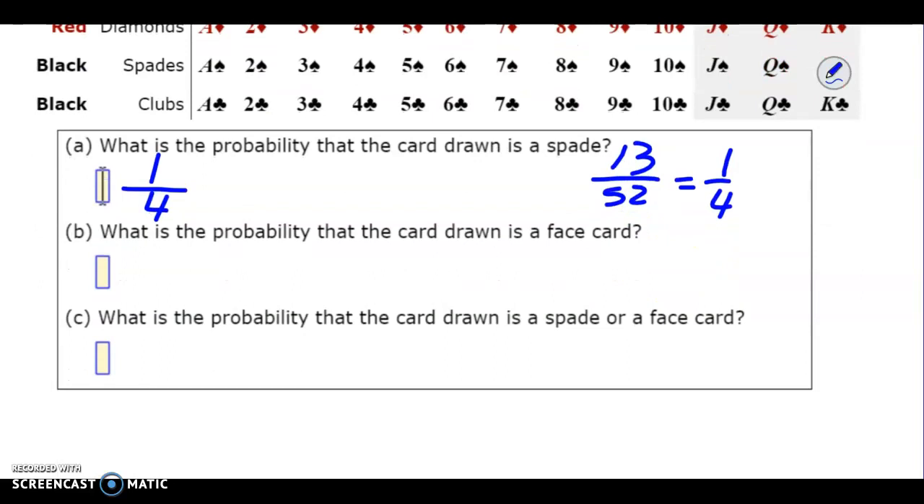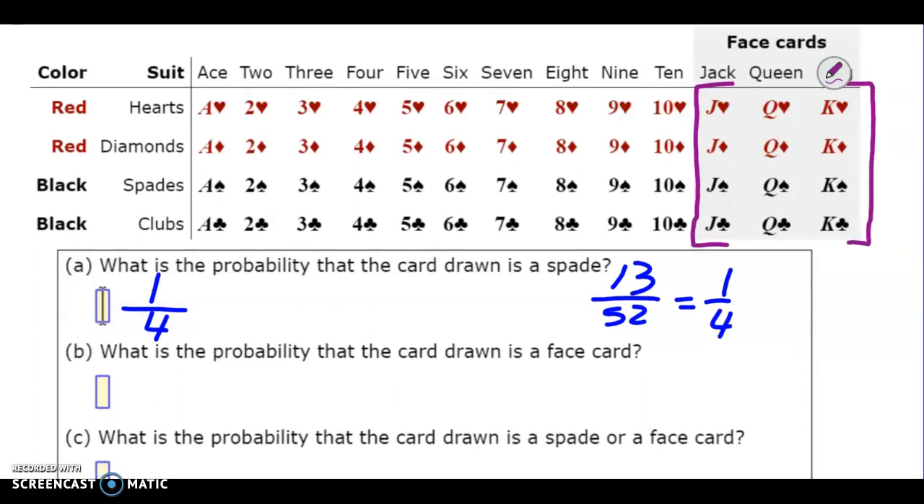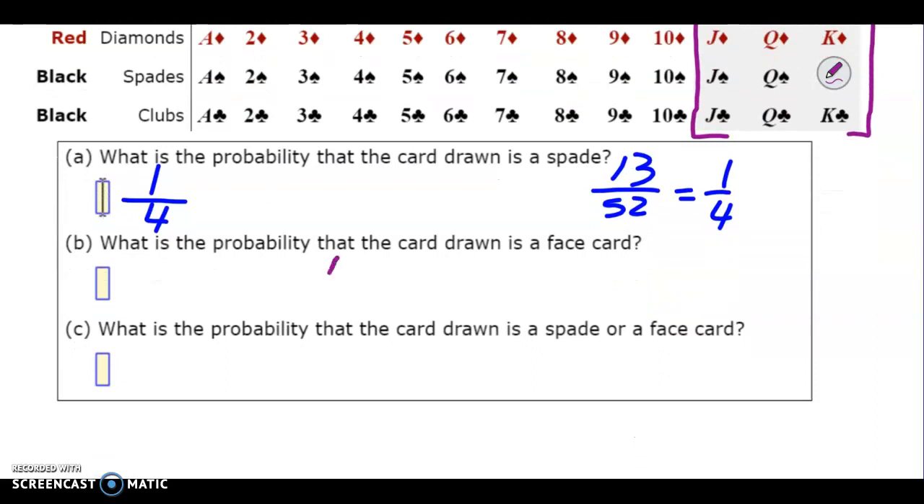What is the probability that the card drawn is a face card? Well, they've done us a little favor here. They've highlighted the face cards. So what we see here is there's 3 face cards from each suit, making 12 face cards. So we've got 12 face cards out of 52 total, and we're just going to simplify this down. The easiest way to do it to make sure you're not making a mistake, if they're both even like this, just keep cutting them in half. 6 out of 26, which is 3 out of 13, and that's your probability.